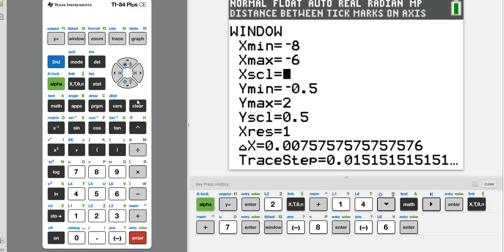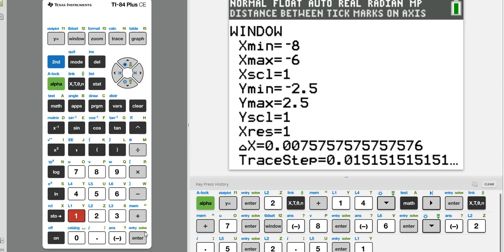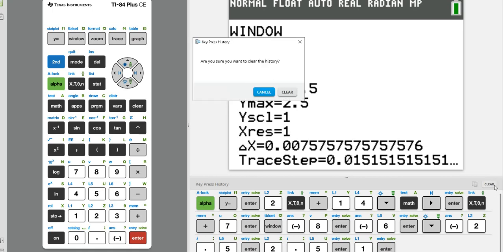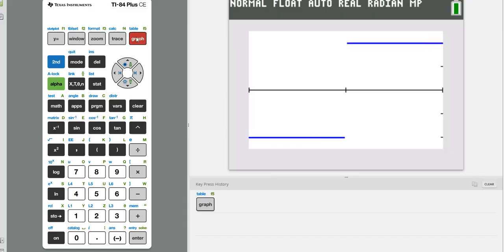Let me help out with the y direction just in the interest of time. Let's go from negative 2.5 to positive 2.5. I'm going to set y scale equal to 1. And let's hit the graph key with those settings. Any predictions? Is this limit going to exist? Yeah, not looking too good.